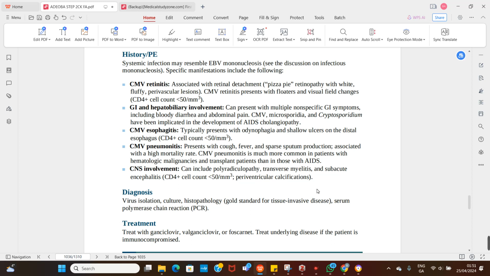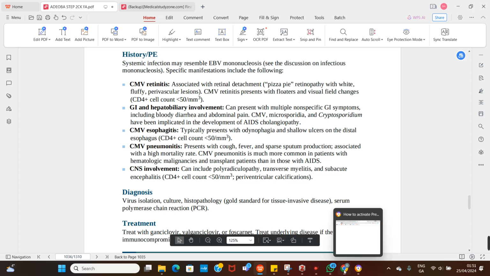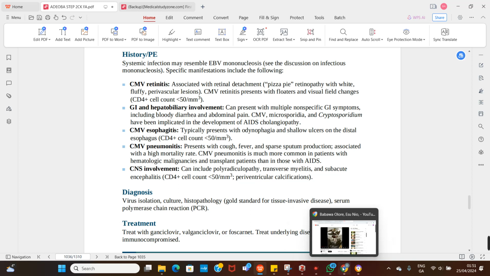Now, how do they present? Because of the fact that it can cause retinal detachment, we are going to see floaters, visual field changes. So they can complain of seeing abnormal lines, floaters, like haziness in their visual field.